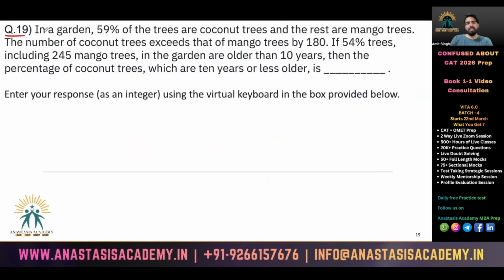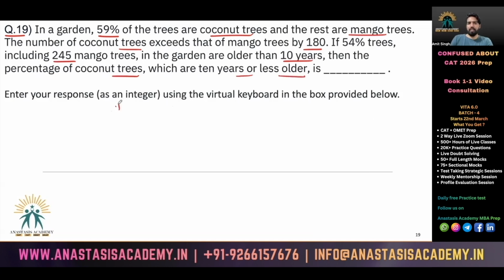Let's look at this question. In a garden, 59% of the trees are coconut trees and the rest are mango trees. The number of coconut trees exceeds that of mango trees by 180. If 54% trees, including 245 mango trees in the garden, are older than 10 years, then the percentage of coconut trees which are 10 years or less older is.